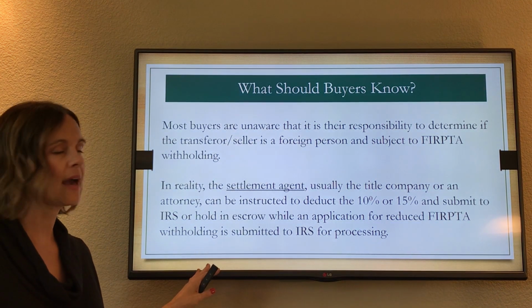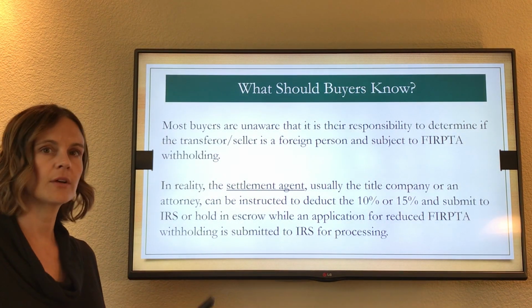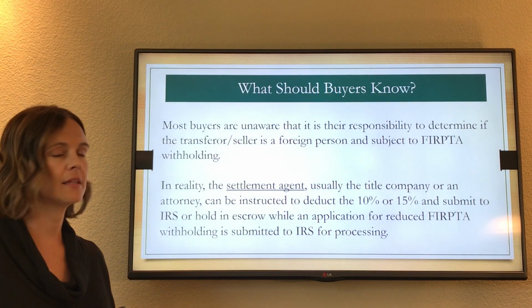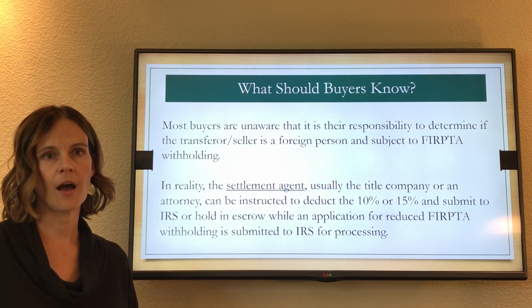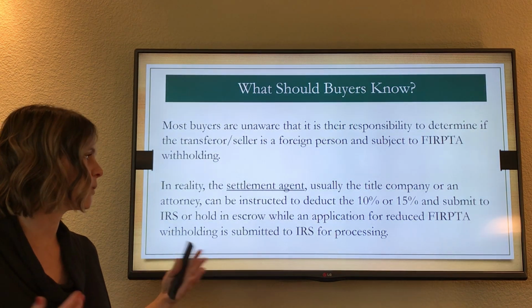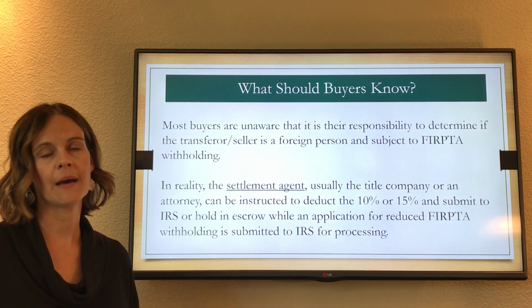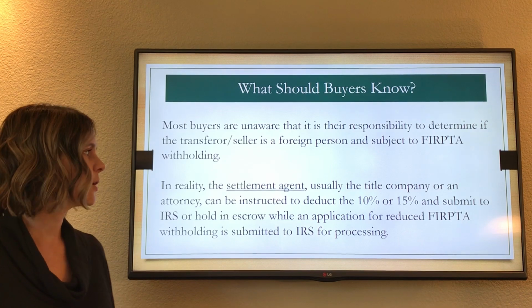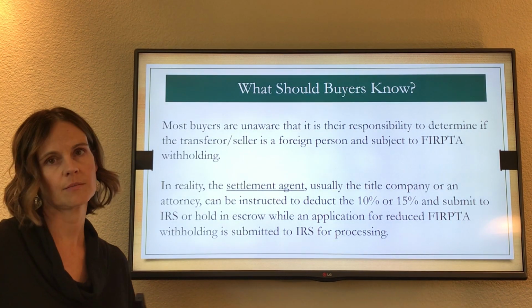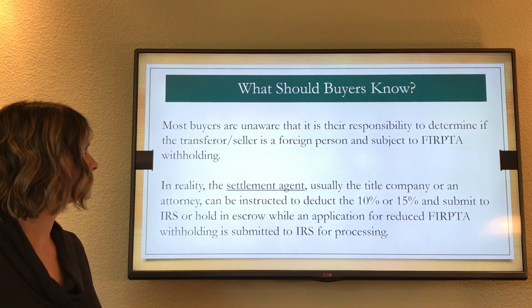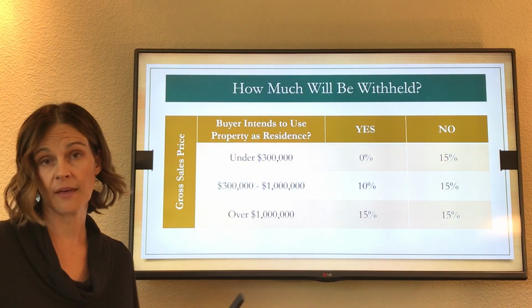Then you're going to submit that to the IRS, or the title company or attorney might hold that in escrow if the seller has an application pending for a withholding certificate that says that they either don't owe it, or they owe a reduced amount, or they can get it back sooner. So they can sometimes mail it off, and they can sometimes hold it in-house in escrow as they wait for this to be processed. So how much is going to be withheld?